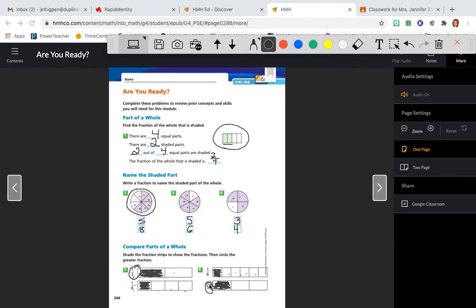So all of these skills that we just looked at with Are You Ready are skills that we're going to revisit again in Module 11. So make sure that you've completed Are You Ready and that you understand it.